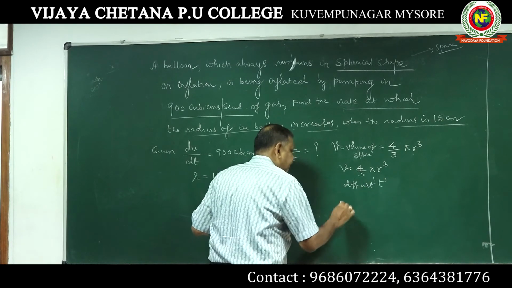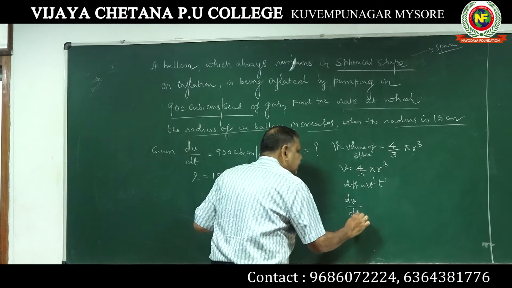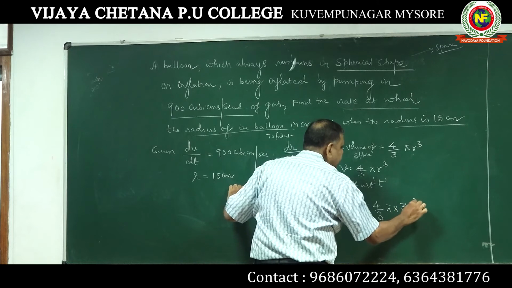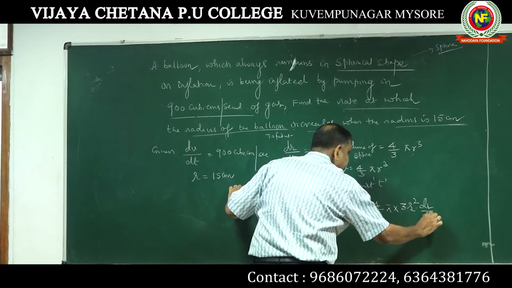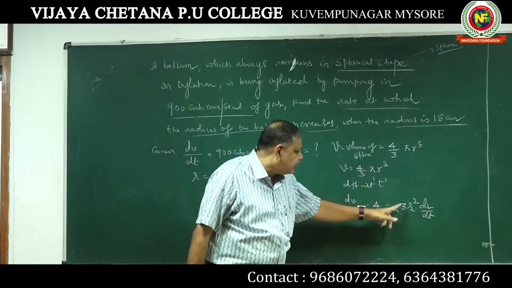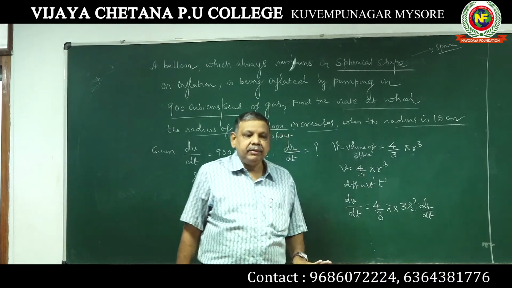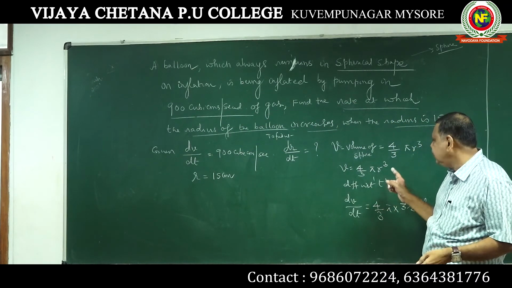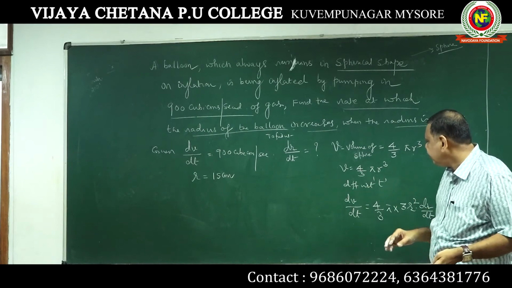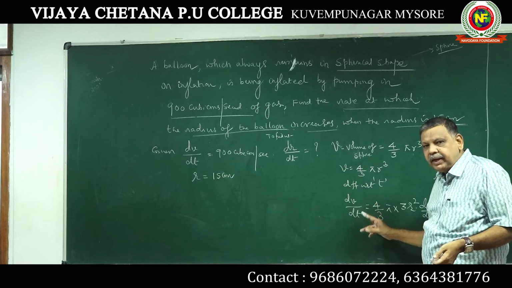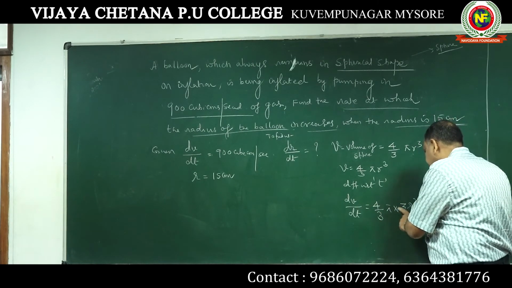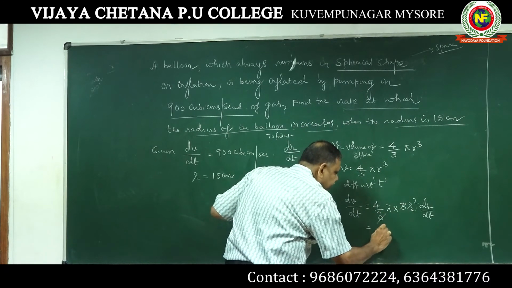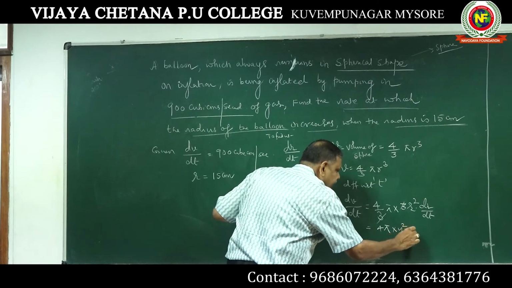Always I told you, differentiate with respect to time. dV by dt is equal to 4 by 3, constant, pi constant, into 3r square dr by dt. When you differentiate x cube, you get 3x square; similarly 3r square, an implicit function, into dr by dt, because you are differentiating with respect to t. So dV by dt is 4 by 3 pi into 3r square dr by dt. The 3 can be cancelled, so it is 4 pi r square into dr by dt.